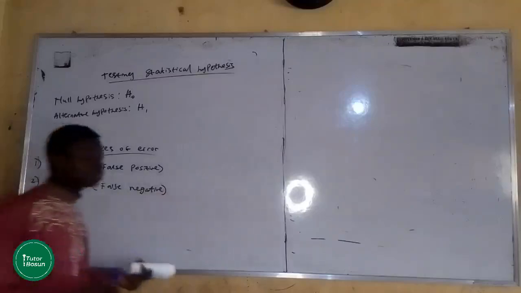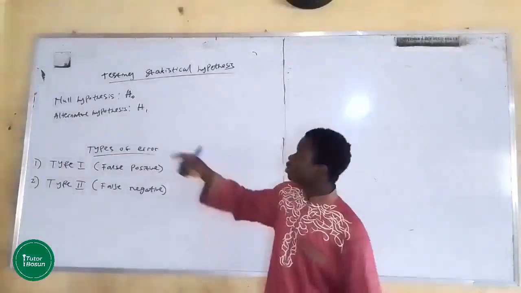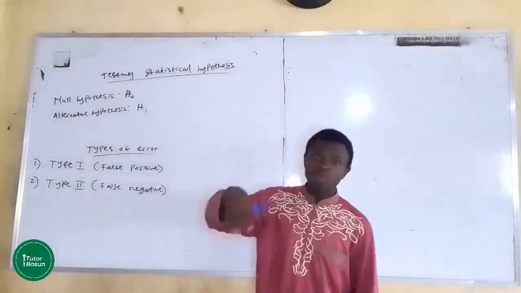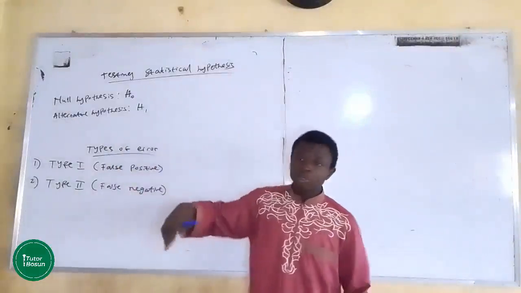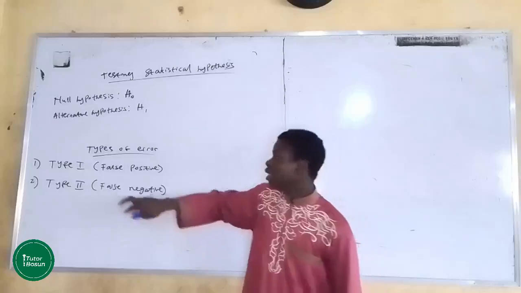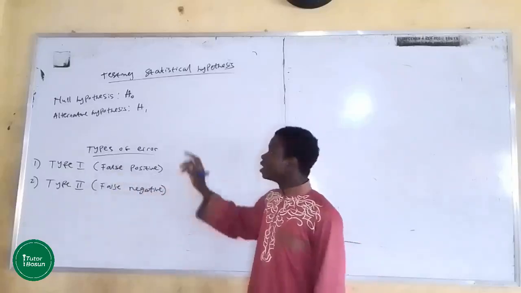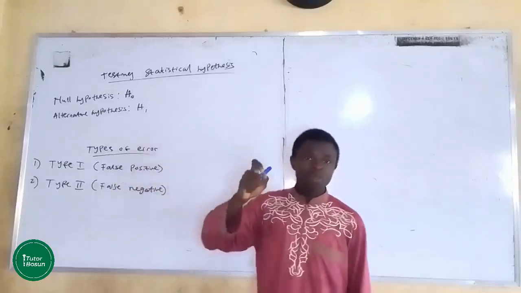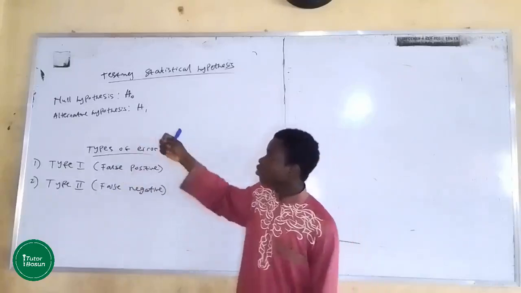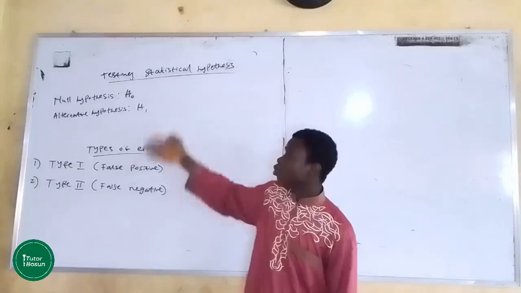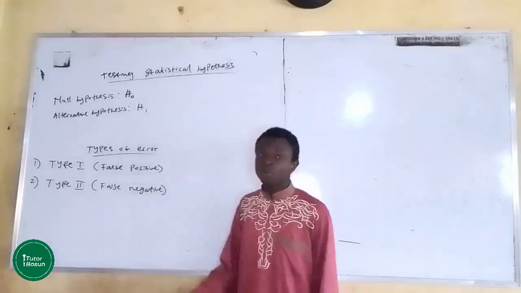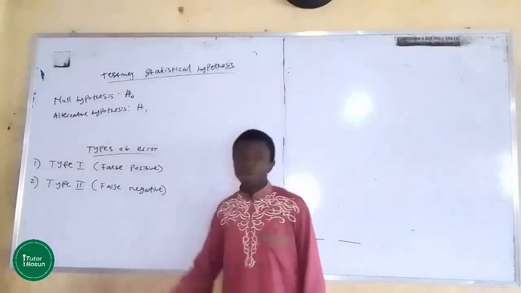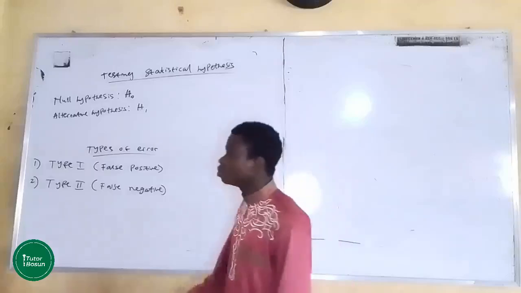The type 1 error is a situation whereby the null hypothesis is rejected when it is actually true. If your null hypothesis is true, but you end up rejecting it, then a type 1 error has occurred. If the null hypothesis is accepted when it is actually false, that is, you accept your null hypothesis, but in real sense it is actually false, then a type 2 error has occurred.